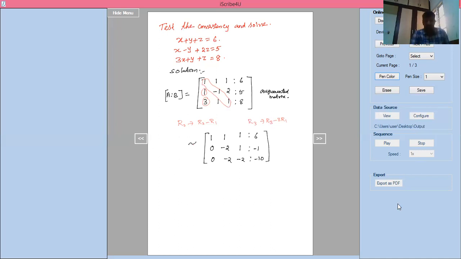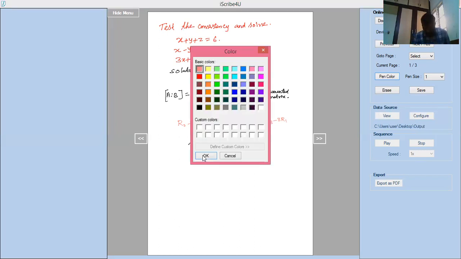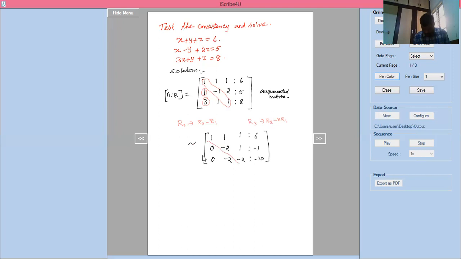Next, I have to identify the principal diagonal element here. You can take the principal diagonal element. Below the principal diagonal element, I have to make 0. How do you make below the principal diagonal element 0? R3 implies that here minus 2 is there, here also minus 2 is there. R3 minus R2. This is minus 2, this is minus 2. Minus of minus 2 should be plus 2.